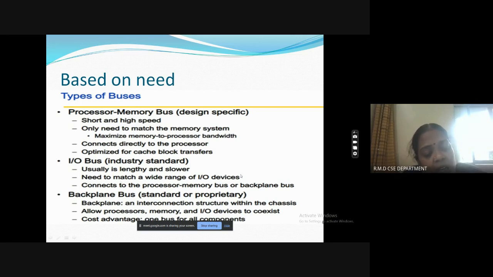It is optimized for cache block transfers. The IO bus is for transfer between input-output devices, to or from the keyboard or the monitor; we use the IO bus. Then there is another type called the backplane bus. The backplane bus is standard or proprietary, and it is available within the computer.